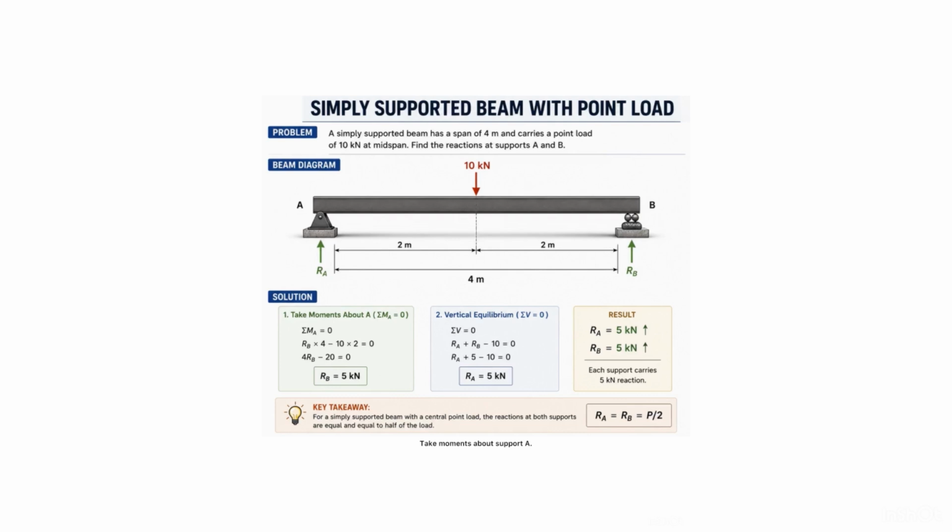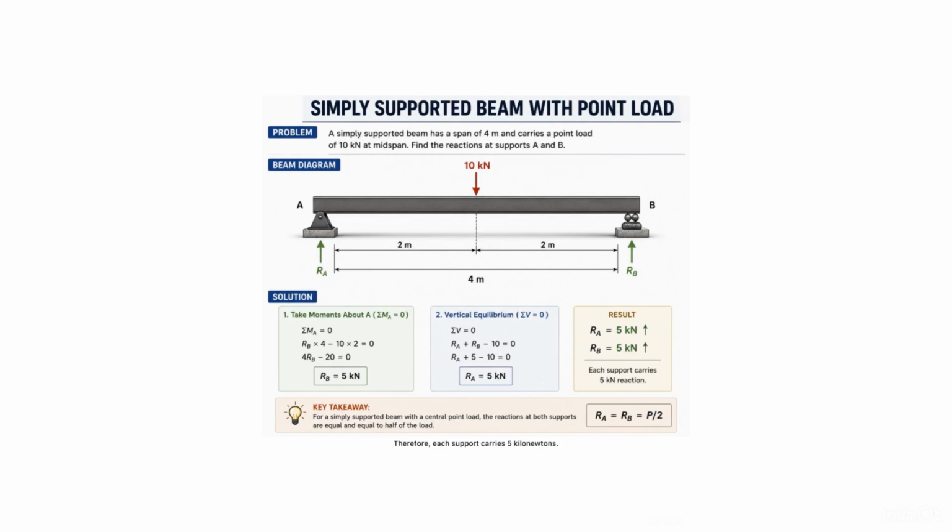Take moments about support A. RB times 4 minus 10 times 2 equals 0. So the reaction at B is RB equals 5 kN. Now use vertical equilibrium. RA plus RB minus 10 equals 0. So RA equals 5 kN.